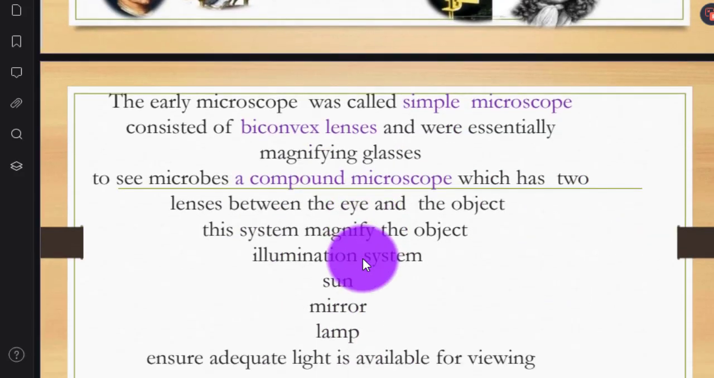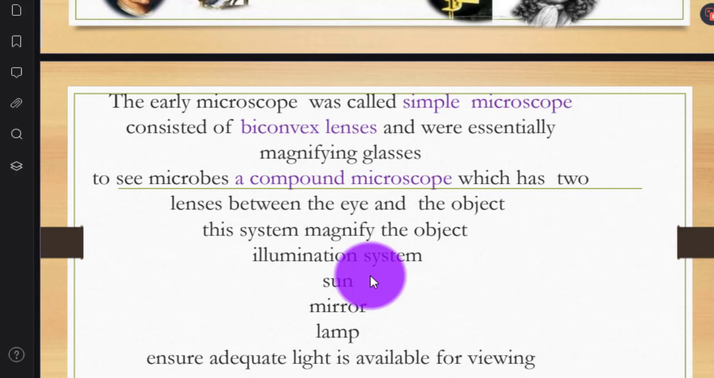The early microscope was called the simple microscope, consisting of a biconvex lens, and was essentially a magnifying glass. To see microbes, a compound microscope is used, which has two lenses between the eye and the object. This system magnifies the object. This is the construction of the microscope.